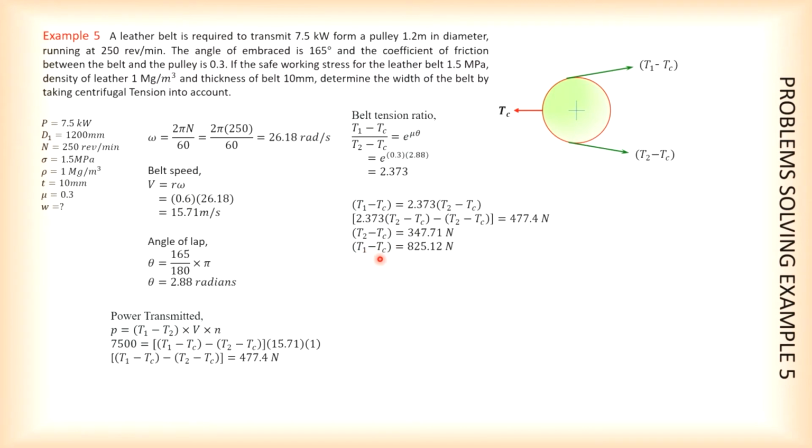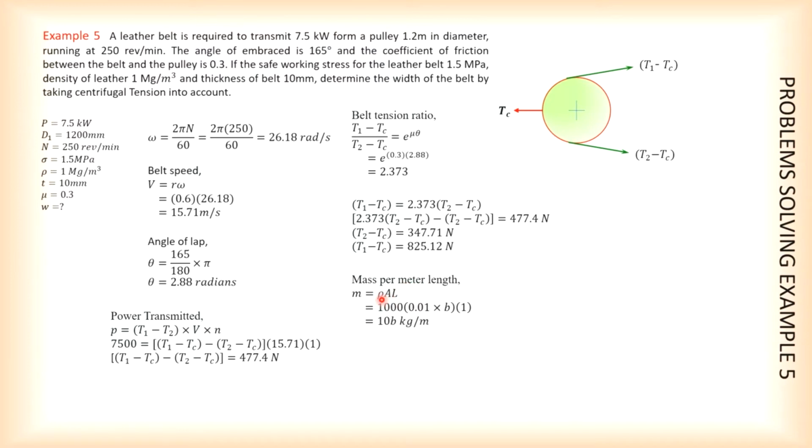And this one would be T1 minus TC equals 825.12. How did you get this? Because from here, you got your T2 minus TC already. Substitute 347.71 into this, that means multiply by 2.373, and you get this value here. Then the next, the mass per meter length, because the mass for belts is counted as kg per meter. The unit is kg per meter, the unit of measurement for mass per meter length.